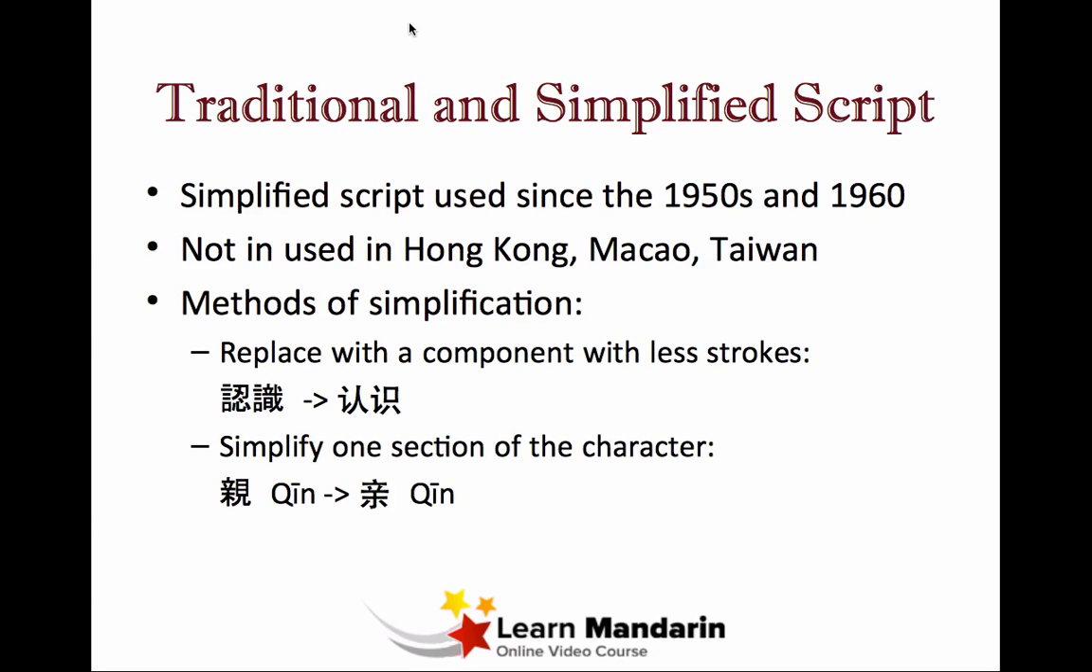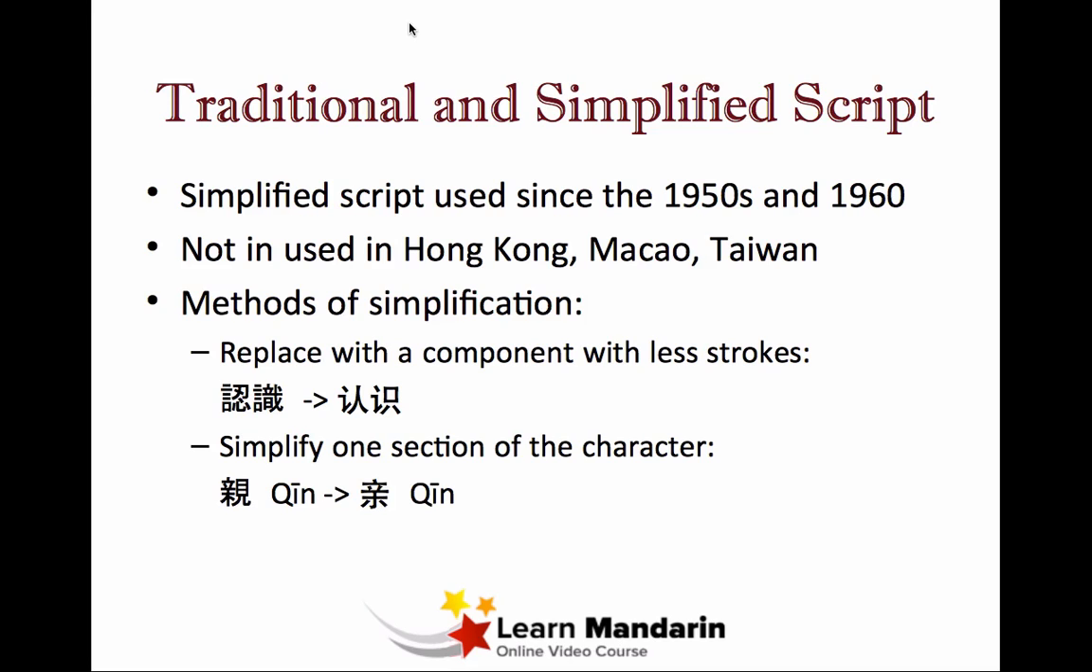Simplification is a process where complex characters were simplified to make writing easier by reducing the number of strokes and thus increasing the literacy rate. The simplified script has been used since the 1950s and 1960s and is used officially in China and Singapore, though not in Hong Kong, Macau, and Taiwan. Several methods were used to simplify the characters. For example, one was to replace the original component of a character with the component of fewer strokes, but which had the same sound as the given character.